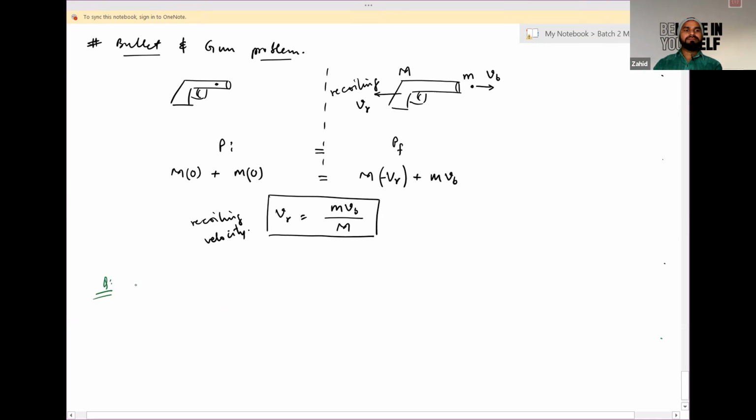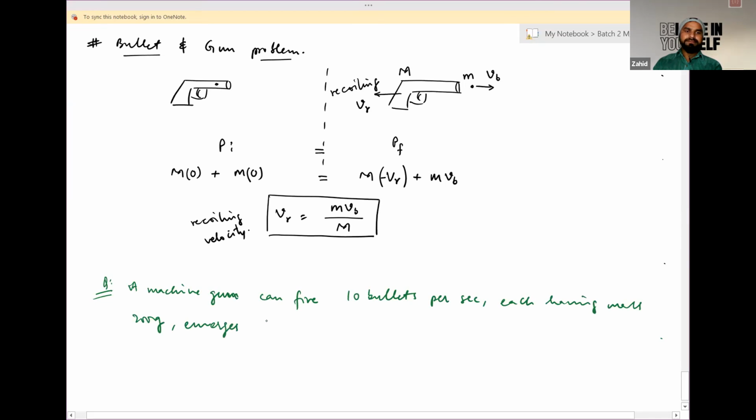There will be a question. A machine gun can fire 10 bullets per second, each having mass 200 gram, emerges at 100 meter per second. Find net thrust experienced by gunman.